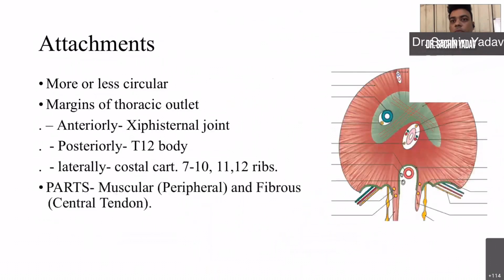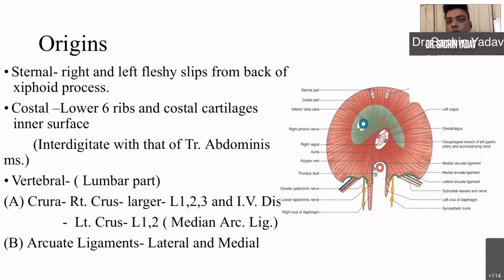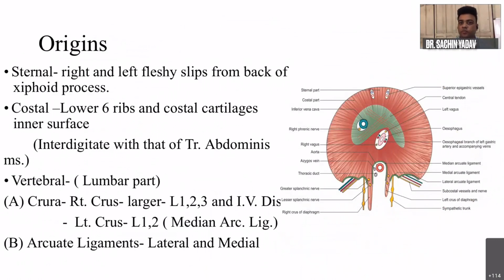So I was talking about the origin. It has an external origin from the right and left, especially from the back of the xiphoid process. The costal attachment is to the lower six ribs, on the inner surface of the cartilages, and the vertebral part is the lumbar part, that is the crura and the arcuate ligament.